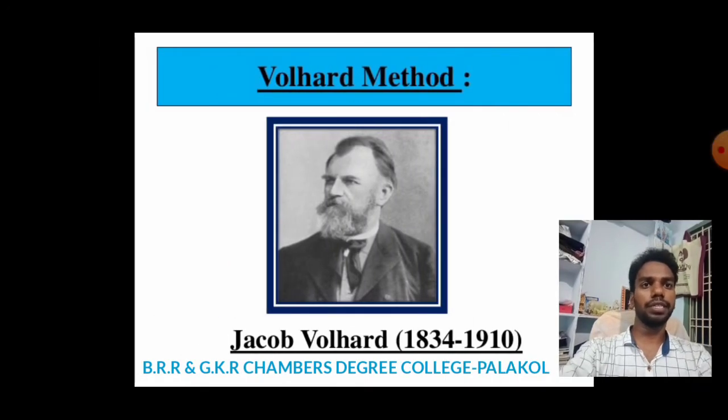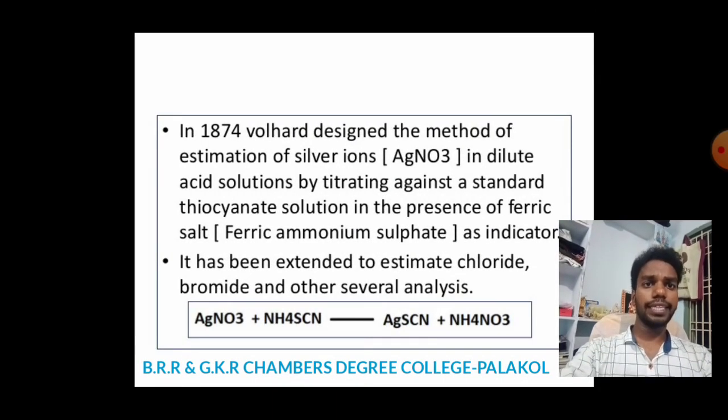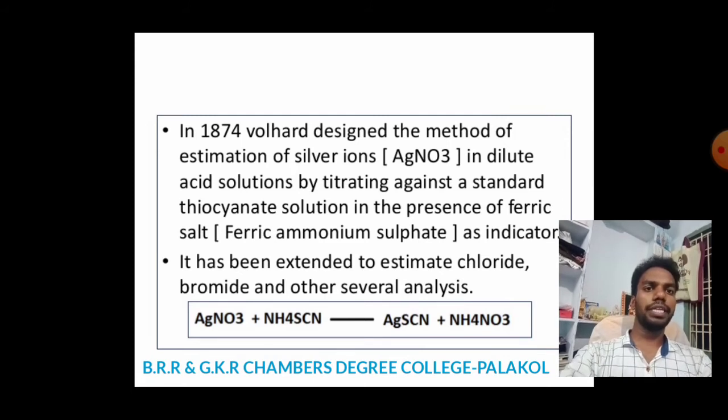And the second type of method is the Volhard method. Jacob Volhard, a scientist, in 1874 designed the method for estimation of silver ions. Here you determine silver ions in direct acid solution by titrating against a standard thiocyanate solution in the presence of ferric salt, ferric ammonium sulfate, as indicator. The standard thiocyanate solution should be taken in the burette.